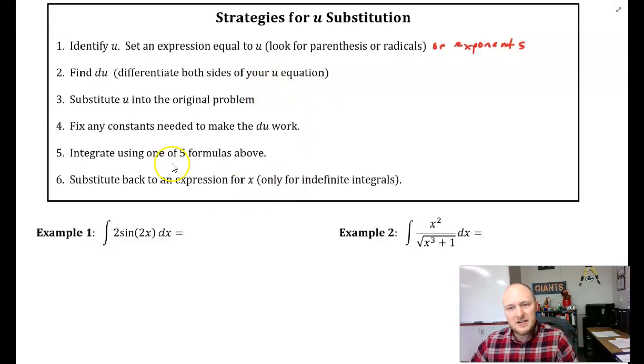Very simple. Step 3, we'll substitute into the original problem. Step 4, we'll fix any constants that we need to make the du work. Okay, I'll elaborate more on this. Step 5, integrate using one of the 5 antiderivative formulas above. And then last but not least, we'll substitute back the expression for x, okay? And this is only for indefinite integrals. We'll get to definite integrals later on in this video or in a secondary video.